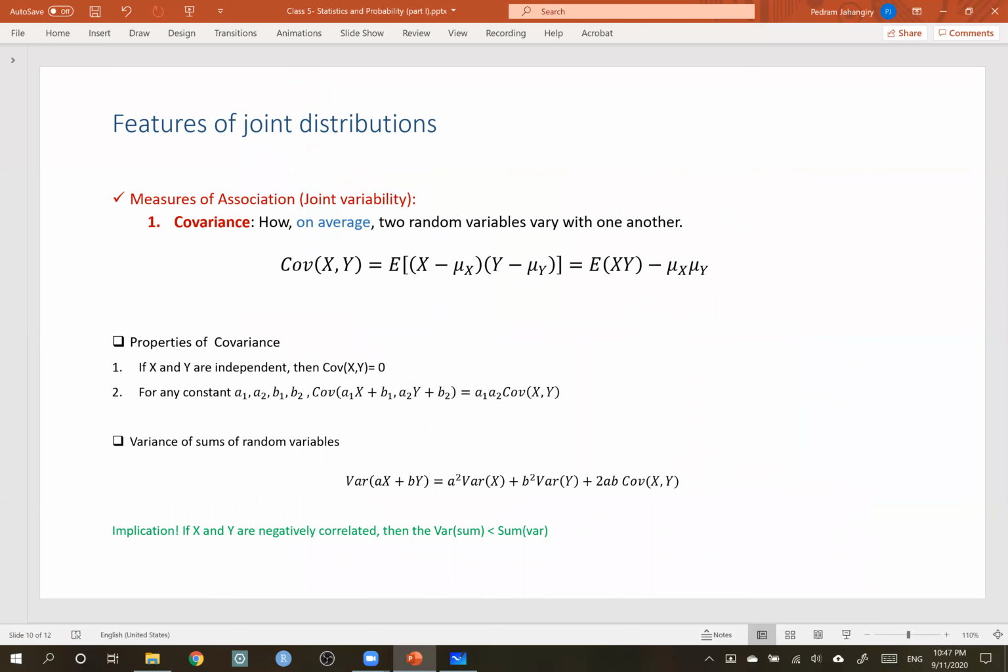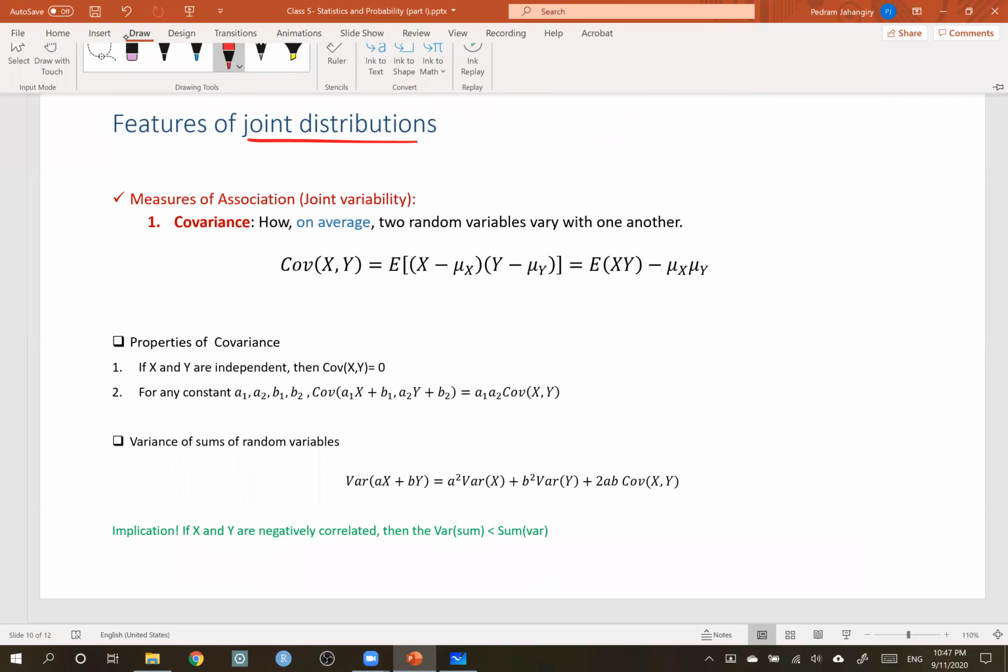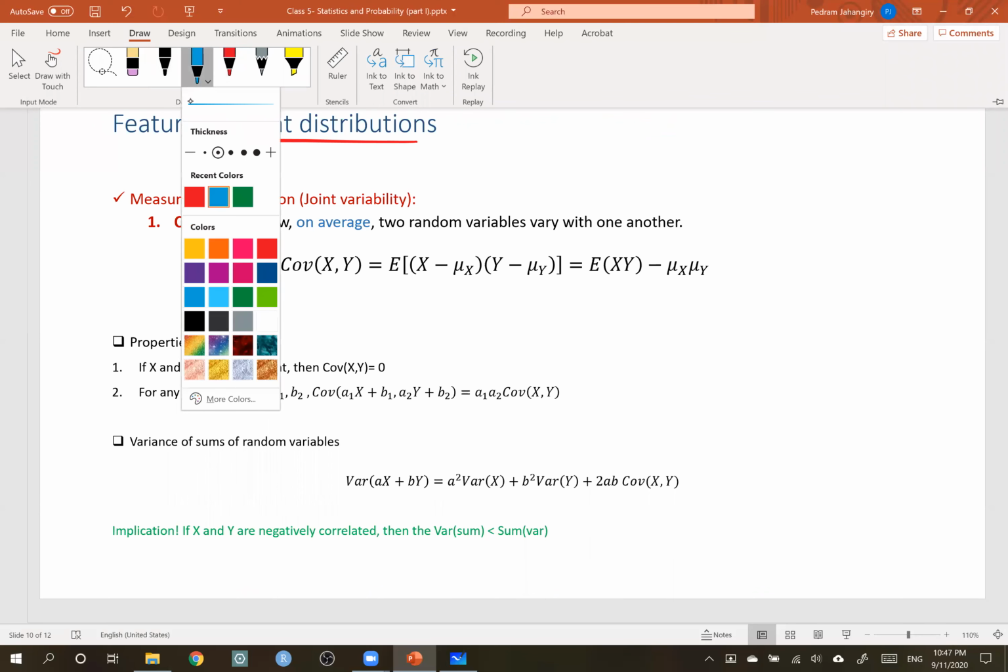Now let's talk about the covariance and the features of joint distribution. Whatever we talked about so far concerned separate random variables like X, like Y. For instance, one of them was wage. We could talk about height. We didn't say anything about their joint distribution. So that's what we're going to explore here. What is their joint distribution?